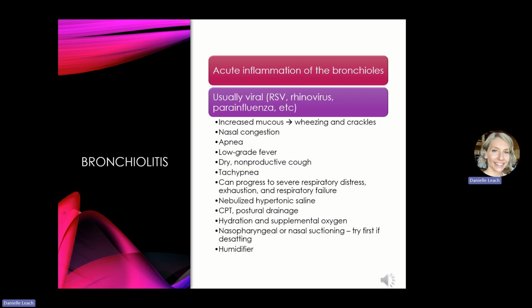Typically, like I said before, since these kids can't blow their own nose, if we just go in and suction them, that usually corrects the desatting. So you're doing that first before you're, say, turning up their oxygen percentage or their oxygen flow, or calling the provider or the RT or whatever you need to do. We don't typically have humidifiers in the hospital, but if they are at home, one thing we can recommend is a humidifier.